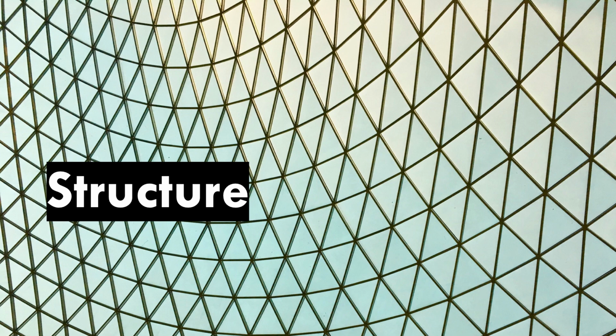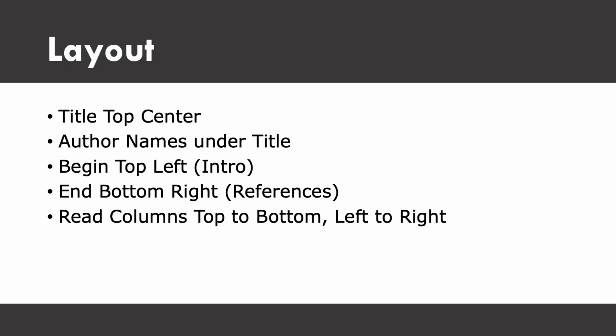So you have this 48-inch by 36-inch canvas, and you are going to spew forth your research onto it. How should you actually arrange that in order for it to communicate to your audience? There are going to be some general standard things that you want to do. So title, top center with author names underneath.